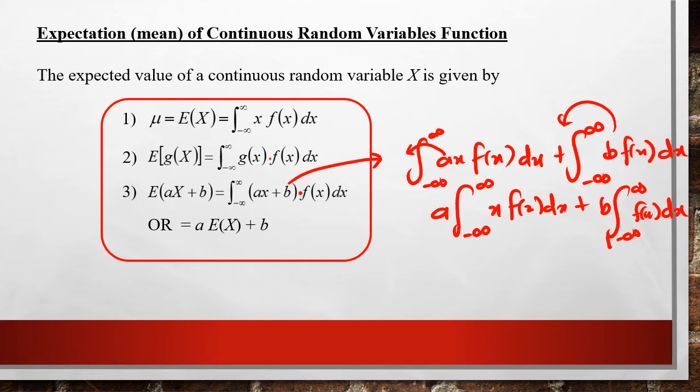Okay, so this part, the integration of f(x) with respect to x from negative infinity to infinity, is the total probability of the PDF, which is equal to 1. And then here is the expectation of x, the formula for the expected value for the continuous random variable. That's why it can also be represented as a multiplied by the expected value of x plus b. Okay, because b multiplied by 1 is b. So these properties we can use to solve for the expectation of a continuous random variable.